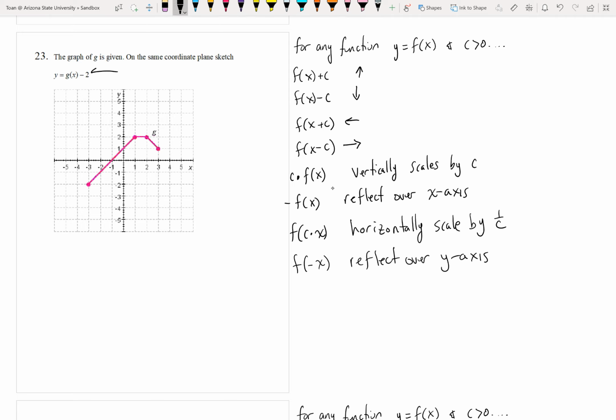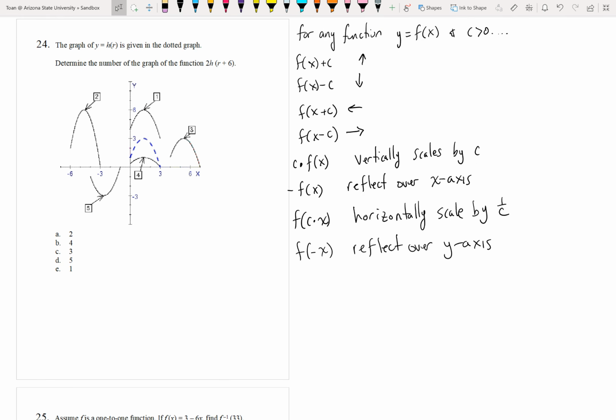So this one hopefully should have been very simple. You only had one transformation. This said down 2, so you literally take all these easy to read points and move them down 2. That's all you have to do. So this point goes down 2, this point goes down 2, this point goes down 2, this point goes down 2, and then all you got to do is draw the shape, draw the picture. So connect the dots. That should have been your graph.